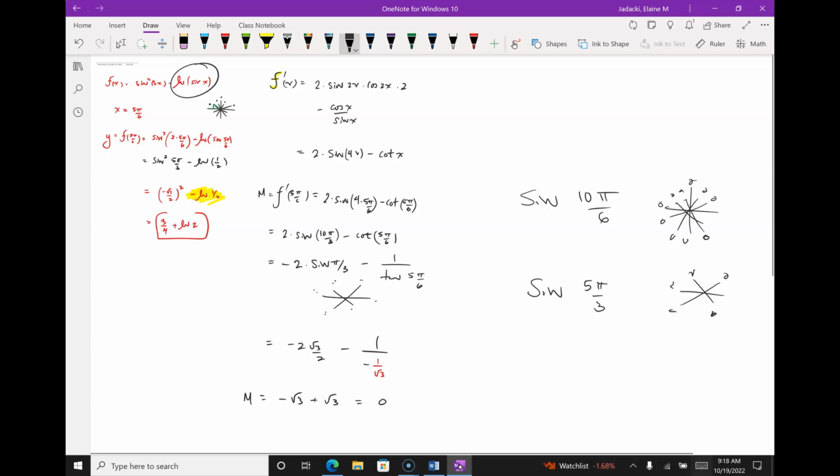So I think about my trig a little differently than most teachers. The way they teach it is usually unit circle. I don't like the unit circle, right? But you think about it any way you want. So sine of 10 pi over 6 is the same as negative sine of pi over 6. So negative 1/2.